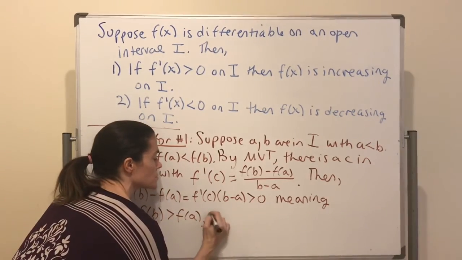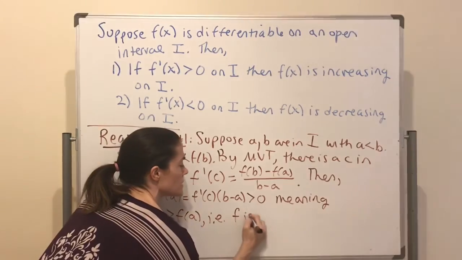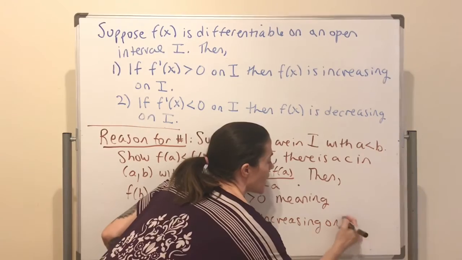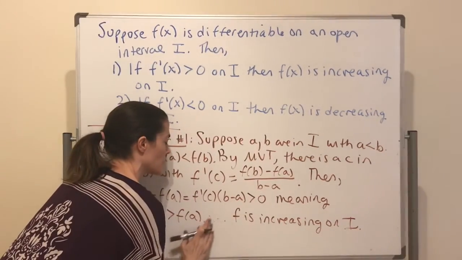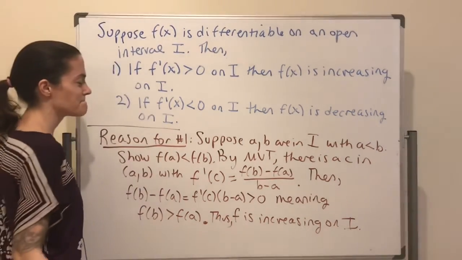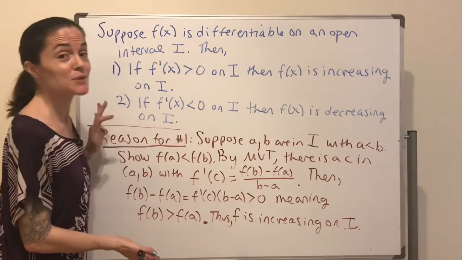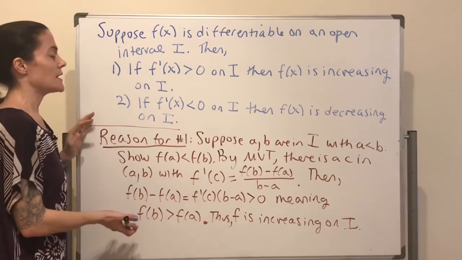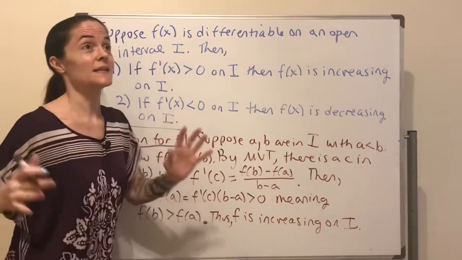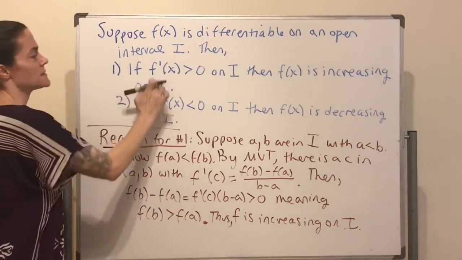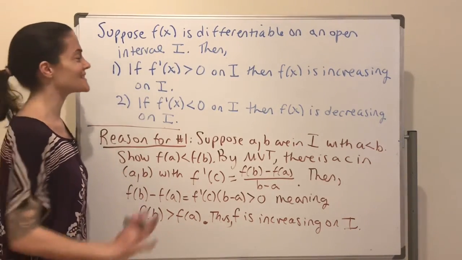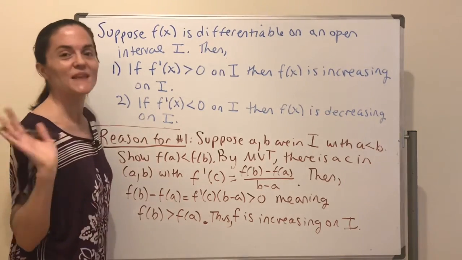In other words, f is increasing on I. Thus. Okay? So I understand this is abstract, and that's okay. But it is an important thing to understand that this, which we use all the time, and not only today, but in future chapters, really comes from the mean value theorem.